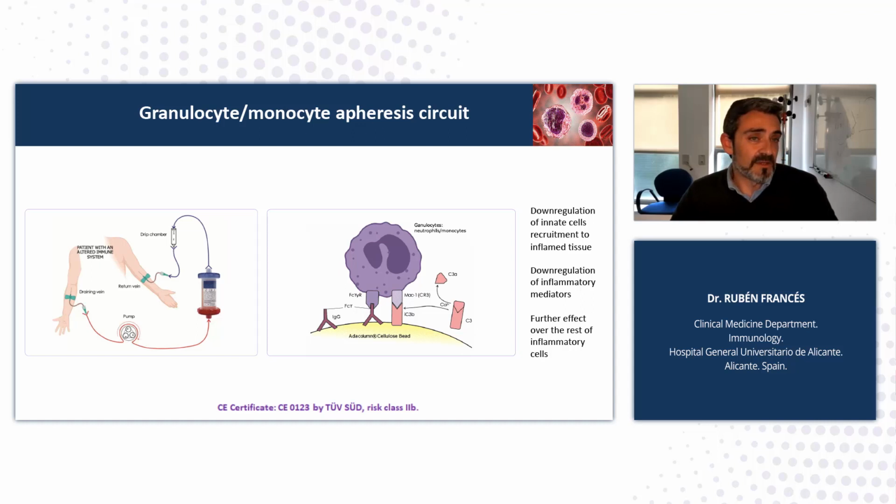So here you have a diagram of the granulocyte monocyte apheresis circuit, and as you can see here, activated neutrophils or monocytes expressing the Fc gamma receptors and the complement C3 receptor bind to the beads coated with immunoglobulin and with the complement C3b fraction. And with this mechanism, this treatment strategy aims at downregulating innate cell recruitment to inflamed tissues, downregulating inflammatory mediators, and also intends to have a further effect over the rest of inflammatory cells. We're going to see a few examples to see how it works.